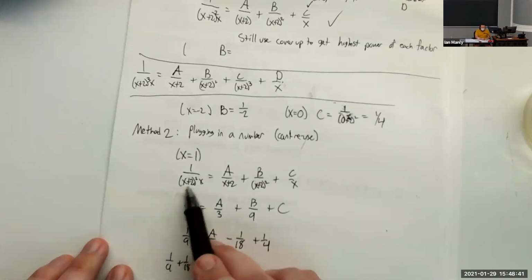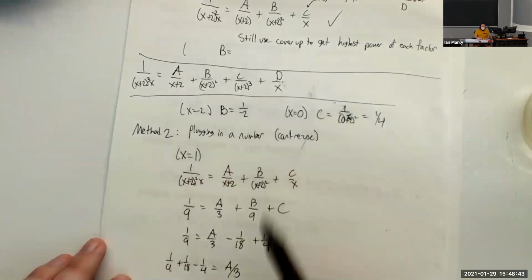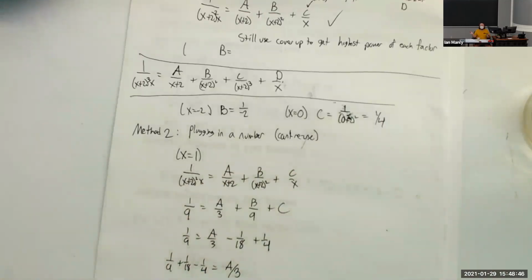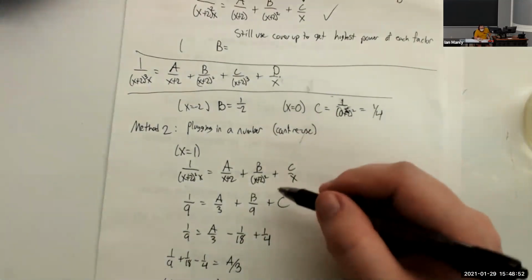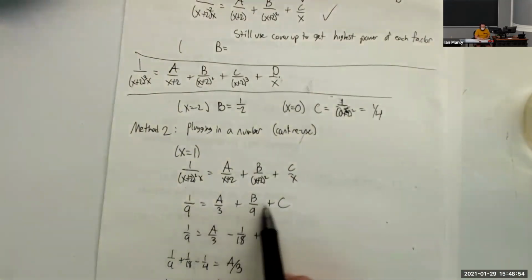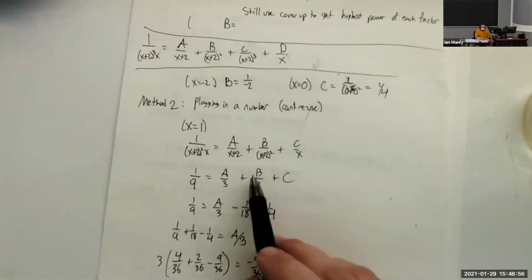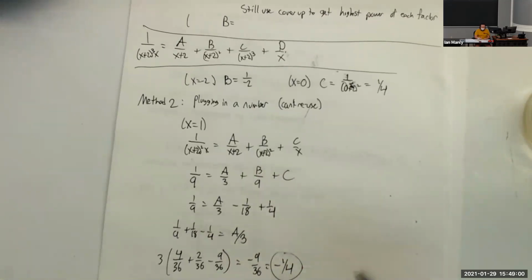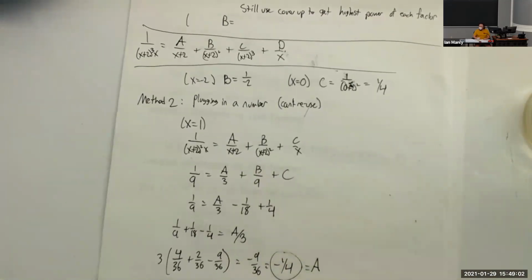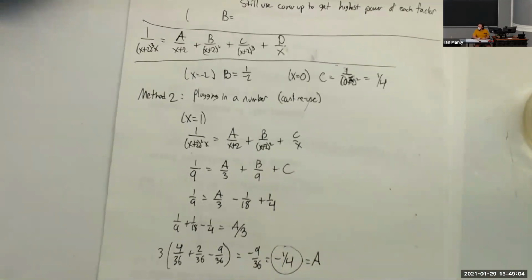So I plugged in 1 for x, and 1's different from these. I could have used like 1,000,000 if I wanted to, because it's supposed to work for all x's, but it'd be awkward to put 1,000,000 in here. But I just put 1 in, and that gave me this right here. And then I already know what B and C are, so that gave me this. And then I just solve for A, and A is going to be -1/4.